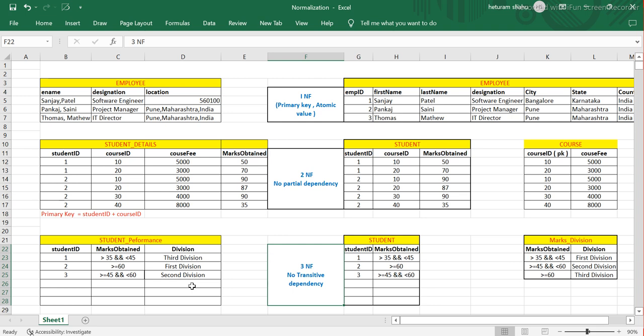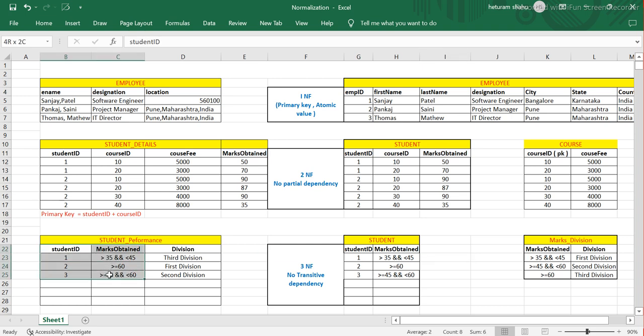So what do we have to do? This is definitely not in third normal form, right? So what do we have to do, guys? We have to segregate this into two tables and make sure that we resolve this dependency.